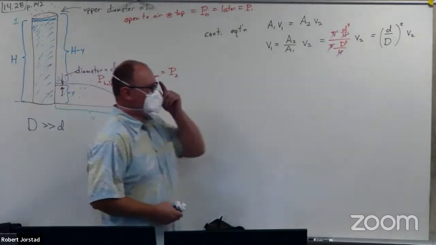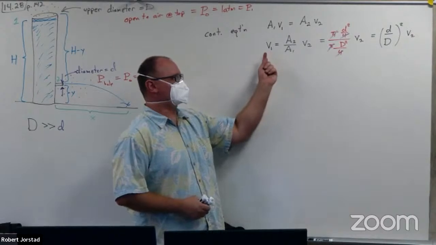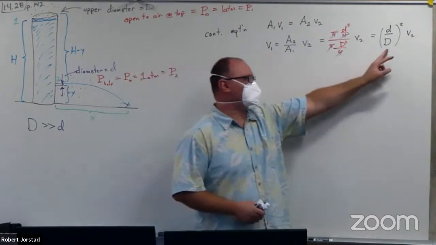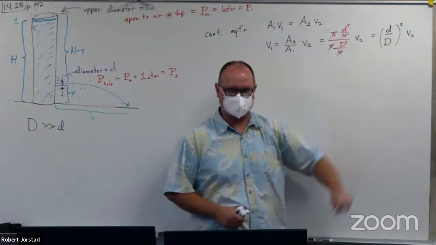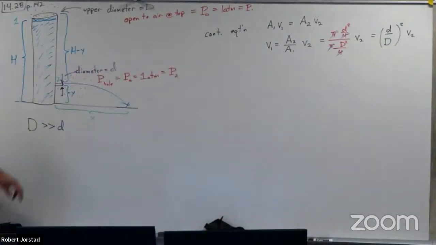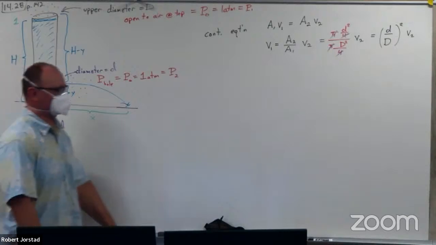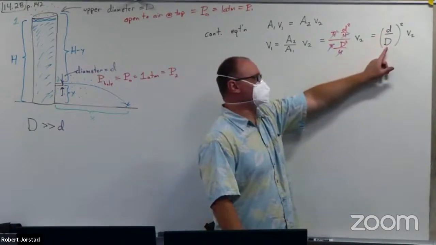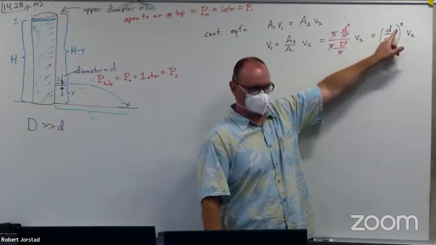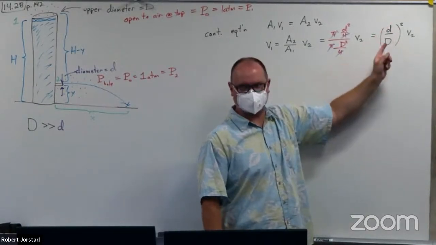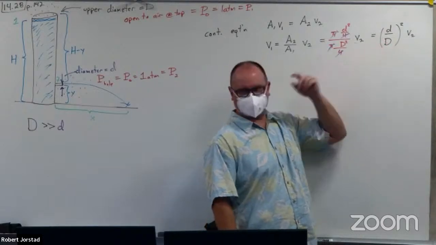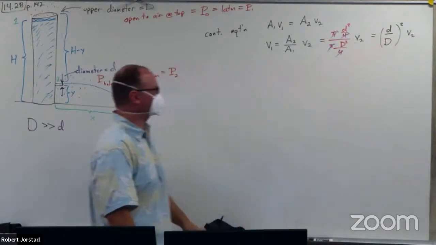Thanks. All right, so check this out. Do you agree the speed at the top is going to be bigger or smaller than V2? Yeah, and if D1 is much bigger than D2, do you agree it's going to be much smaller? Look at this thing. I have a small number over a huge number, then I square it. So let's say the ratio is 1 to 10. Then the speed would be 100 times less.